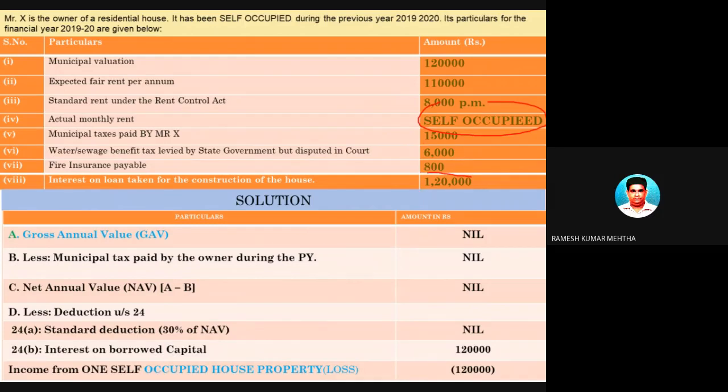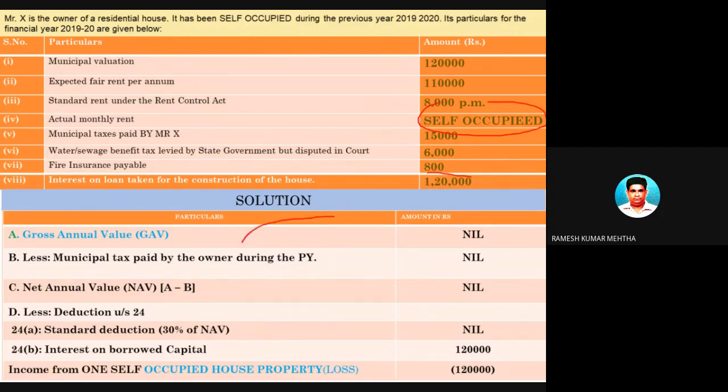To find out the income from house property, we have five steps. First, you have to find out the gross annual value. Then you have to find out the municipal taxes paid by the owner during the year, and deduct it. You will get the net annual value. On this net annual value, there is a standard deduction of 30%, and less from that, interest on borrowed capital. Let's do it step by step.